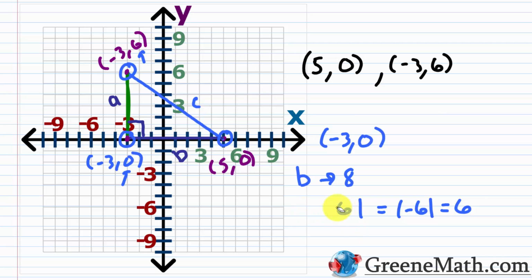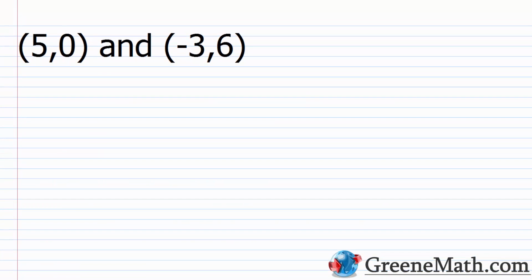So once we have the values for B and A, we know that we can solve for C. So let's go to a different page. Again, I'm just going to write that A squared plus B squared equals C squared.